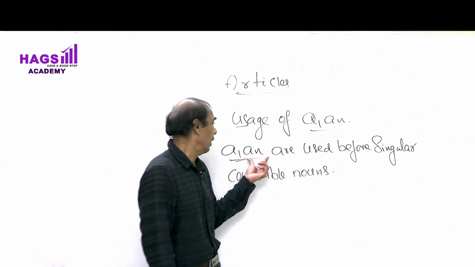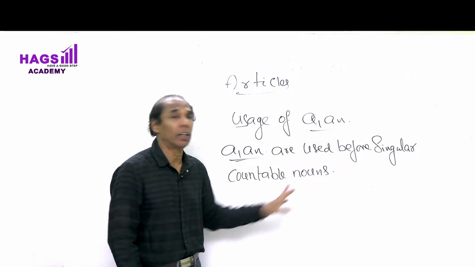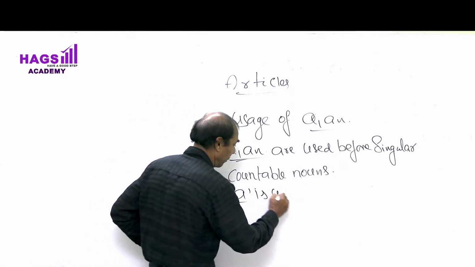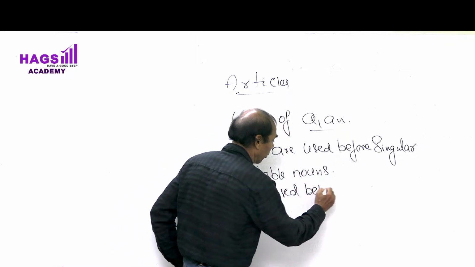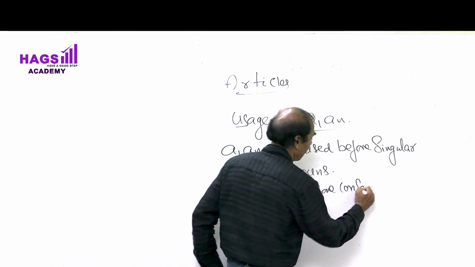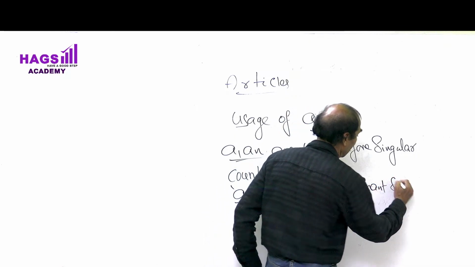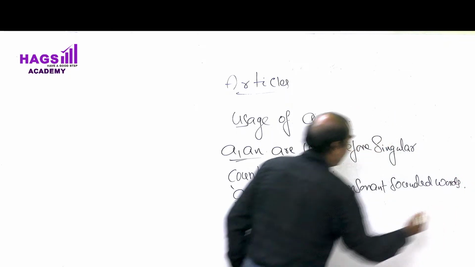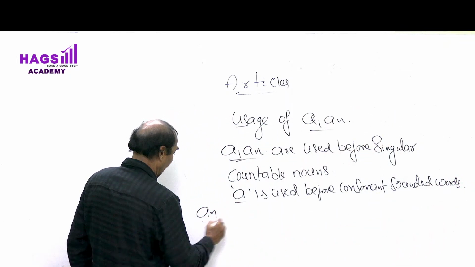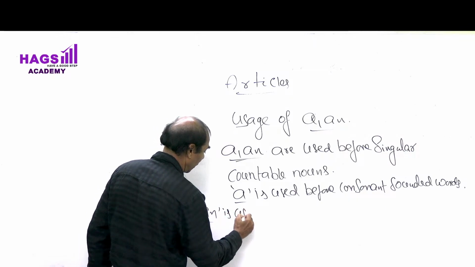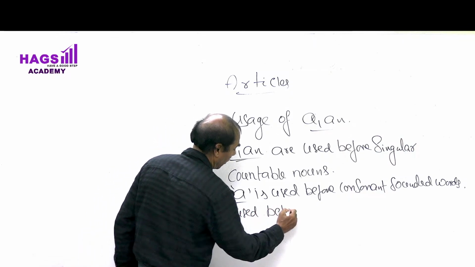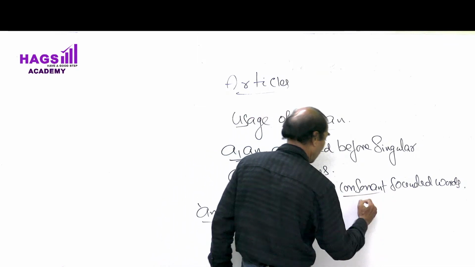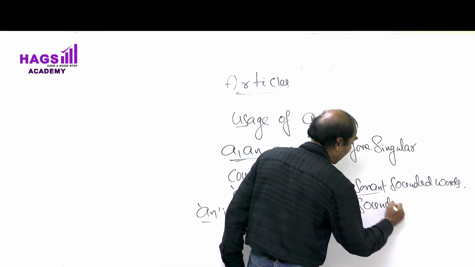First, let us learn that a and an are used before singular countable nouns. First, write like this. A is used before consonant sounded words. Okay? An is used before vowel sounded words.